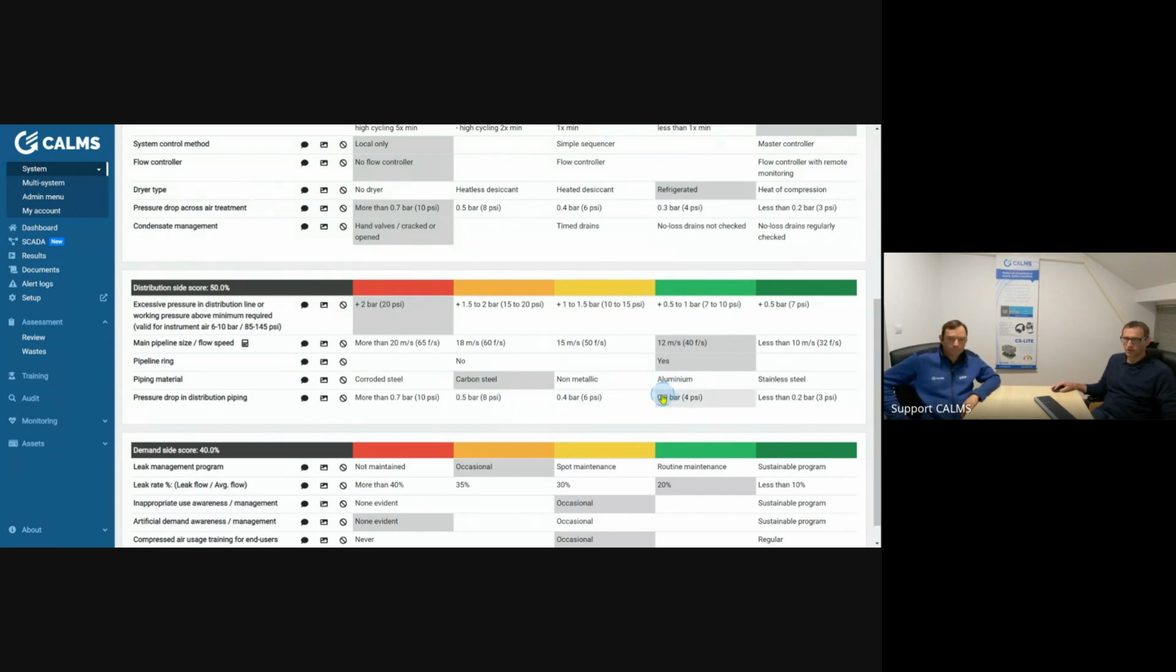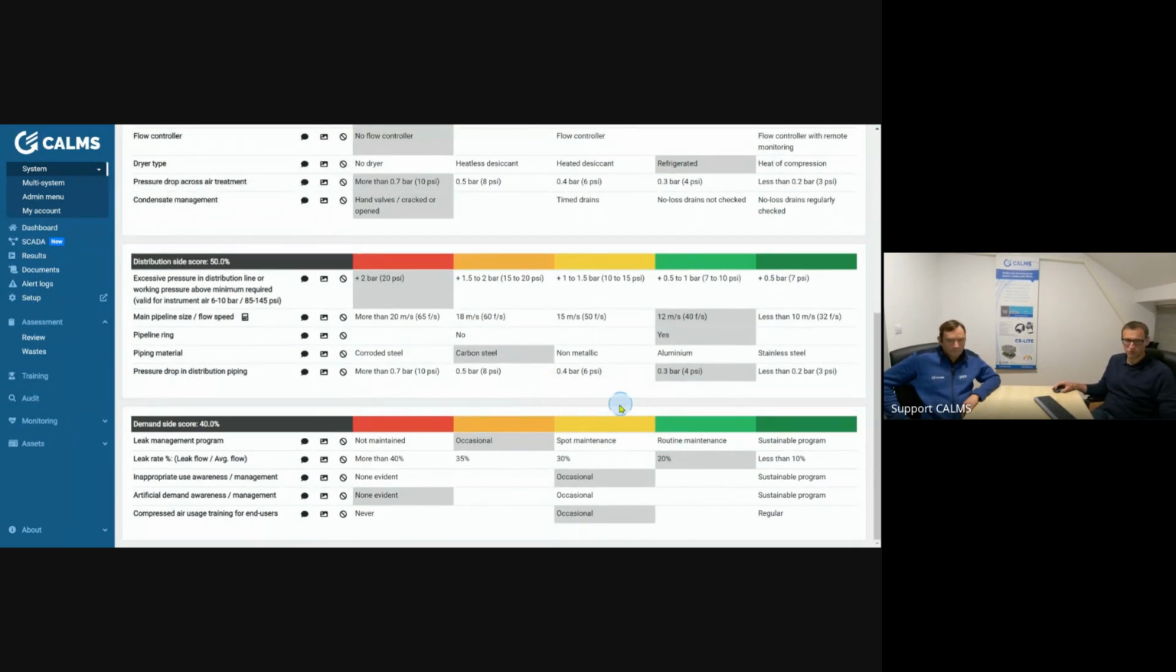We put this on the green, so we think it's not a problem because we saw that only 2 compressors were in operation. So the capacity of air is low enough, so we can assume that there is no problem with the distribution pipe. Then let's come to the demand side.